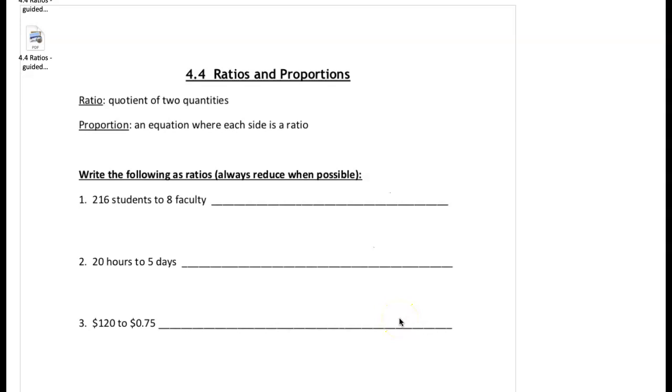Chapter 4, Section 4 discusses ratios and proportions. A ratio is a quotient of two quantities. A quotient you can think of as just a fraction. Quotient really means divide, so you're dividing two quantities and you can use a fraction bar. A proportion is an equation where each side is a ratio, so you're going to end up with a fraction equal to a fraction, and that's a proportion.